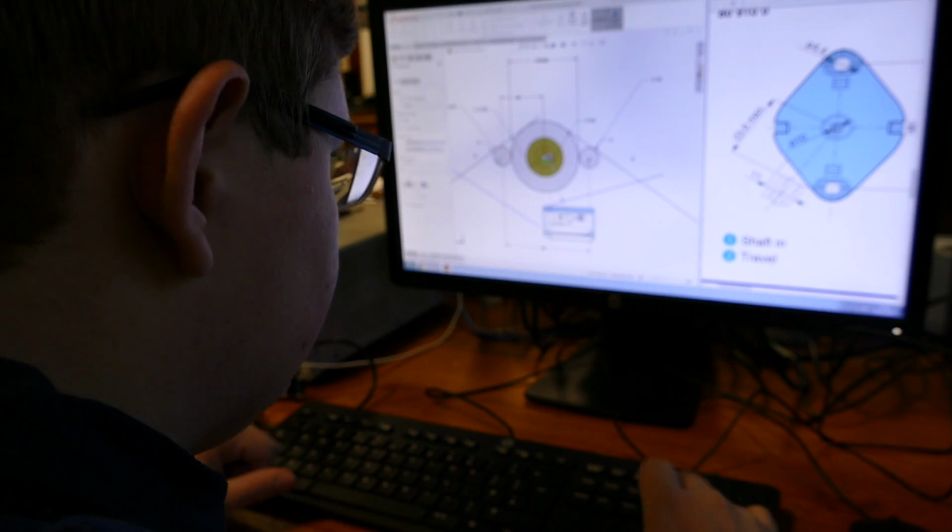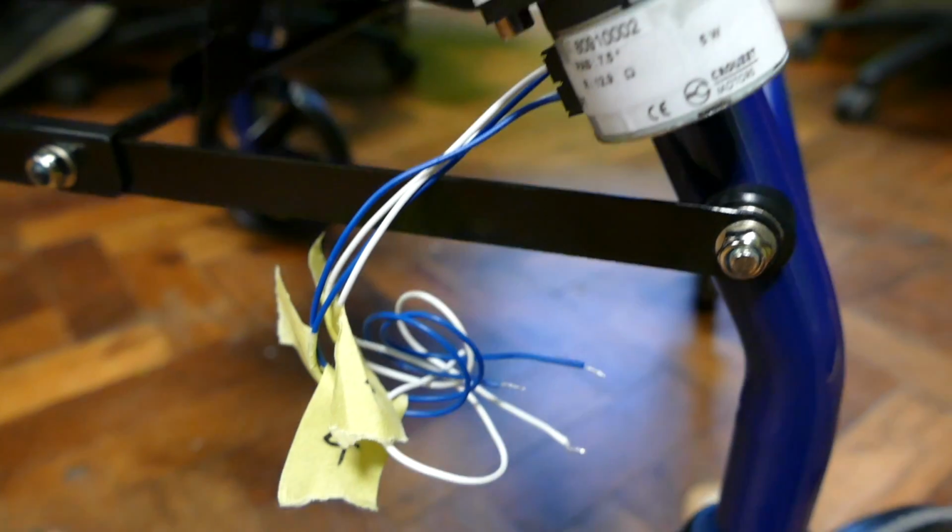The braking system is controlled by two linear actuators mounted to the frame of the walking aid. These actuators are controlled by software that takes input from both the fall detection system and the obstacle avoidance system. These pull on the existing brake lines to activate the brakes.